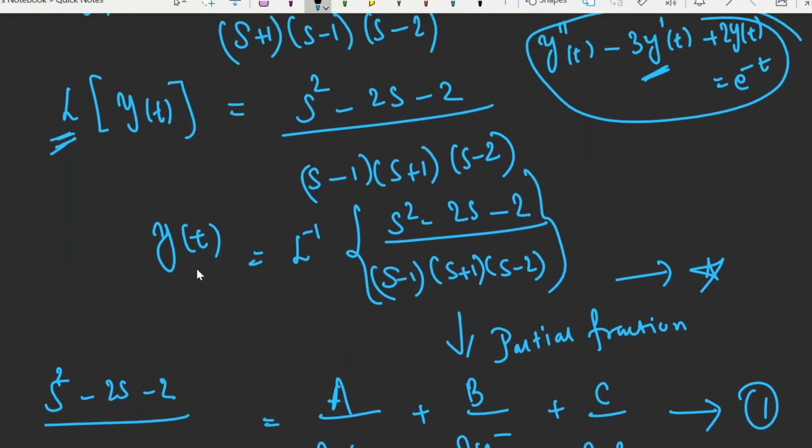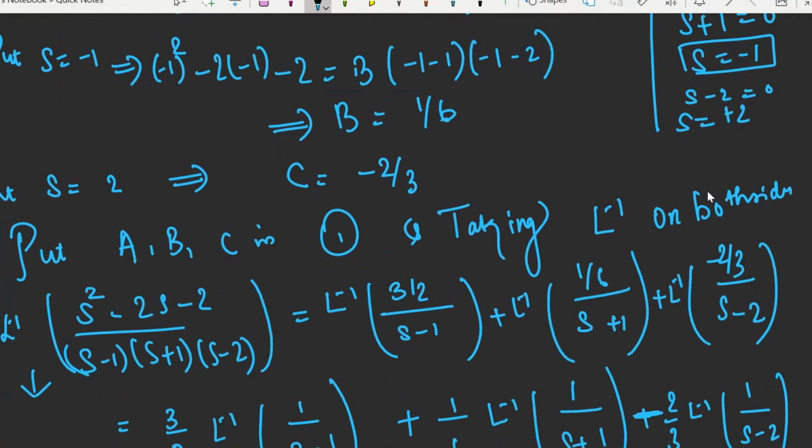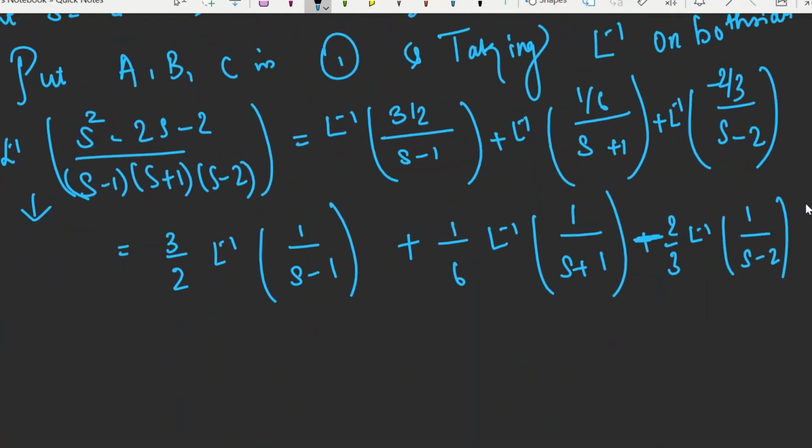So look at star here. This is our star. So this is L inverse of the complete expression, whose value is y of t. This will be the solution for our given differential equation. So I am taking this expression as y of t.